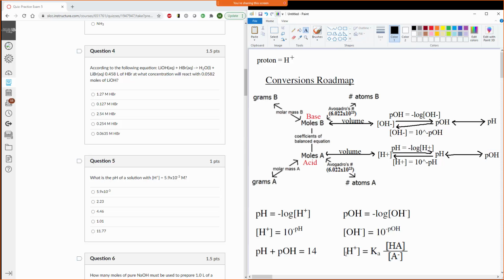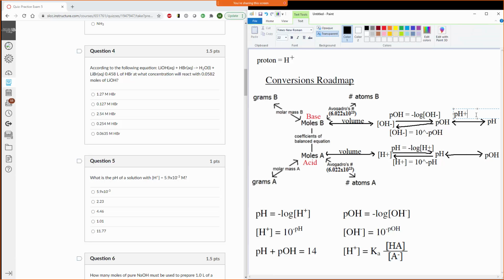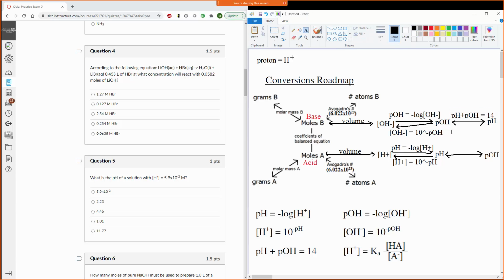Using this equation here. Again, this whole set of equations is given to you on the equation sheet. It's just not given to you in the conversions roadmap. So you kind of have to put this together. pH plus POH equal to 14. That's the equation you're going to use here.